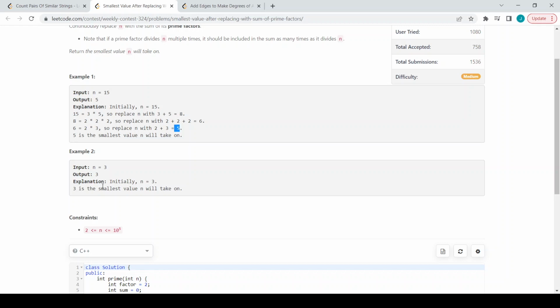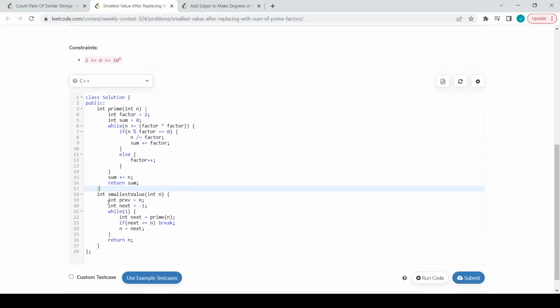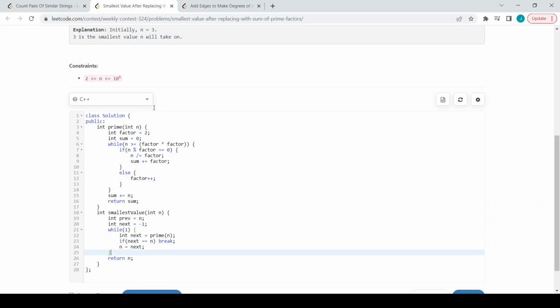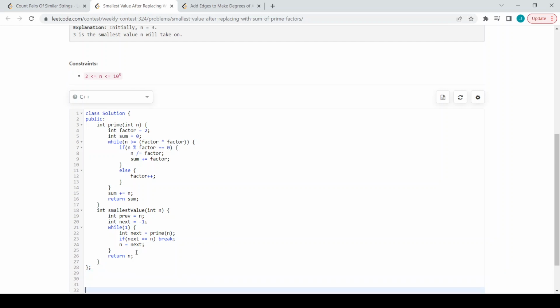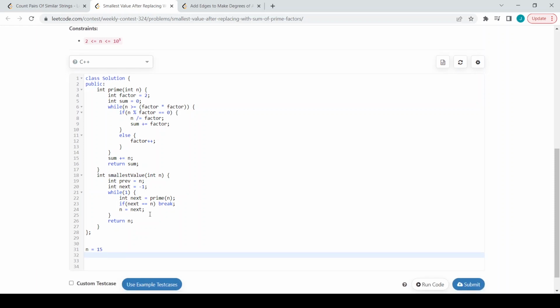So this is quite an easy problem if we know how to find the prime factors for a given n. The time complexity for the solution will be n log n, where each time I'm going to find the prime factors and add them to my sum, and I will make the next n. What that means is I'm just simulating this problem. So if my n is equal to 15, my next is going to be nothing but the sum of the prime factors of 15.